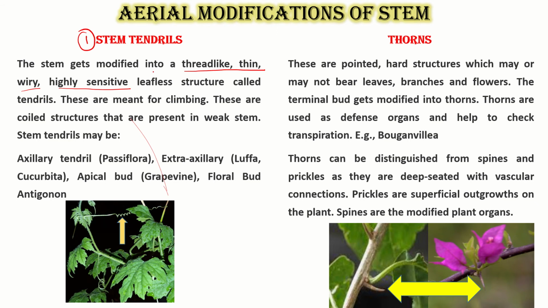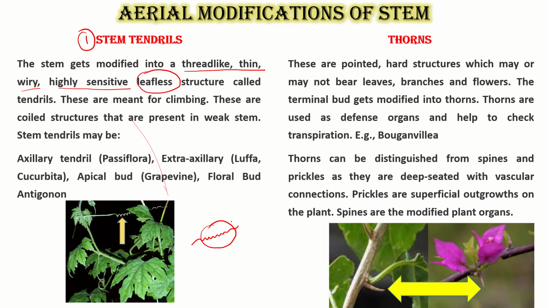Okay, this structure is leafless. See, look at this. This is the structure. See, it is coiled, thin, thread-like, wiry, and no leaves are there. The tendril is somewhat like this, but you will not find any leaves on the tendril. It's a leafless structure. The major function of this is what? It helps the weaker stem to climb. These are meant for climbing.